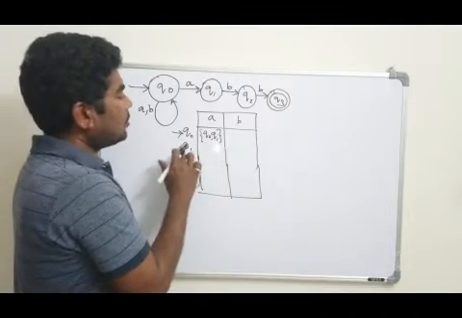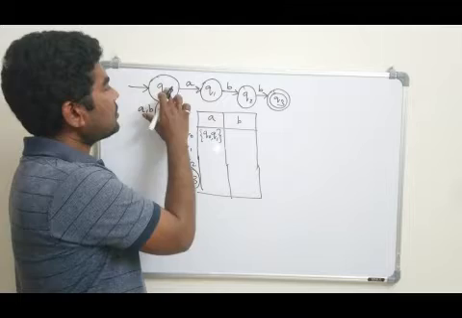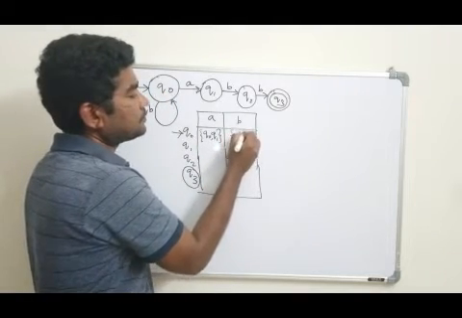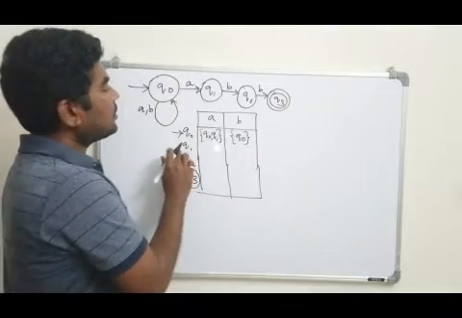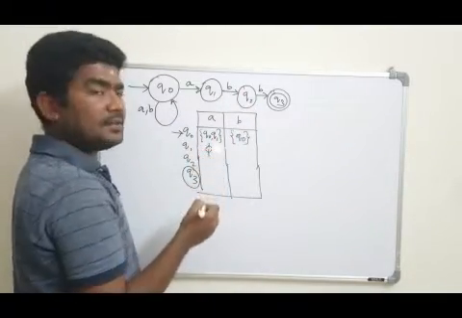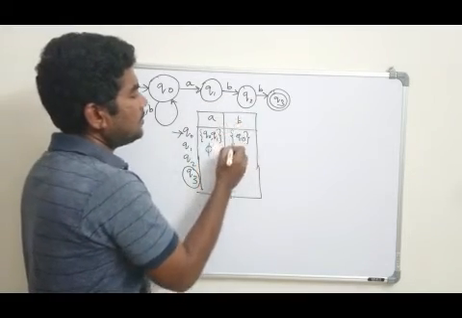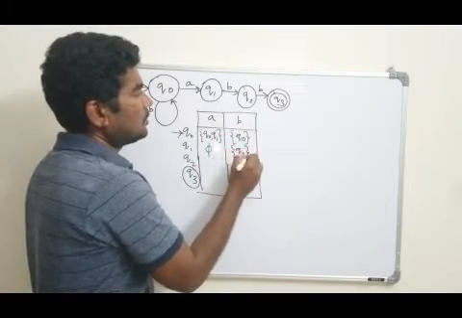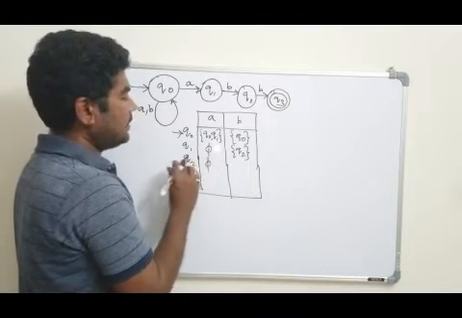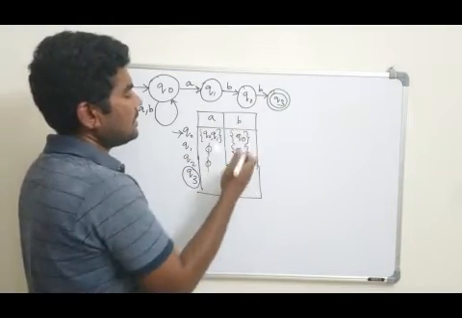So now Q0 on A we have taken. Next Q0 on B: Q0 on B is Q0 itself. Then Q1 on A, there is no transition, so we will take phi, null. Then Q1 on B, it goes to Q2. Then Q2 on A, we don't have any transition, so null. Then Q2 on B is Q3.